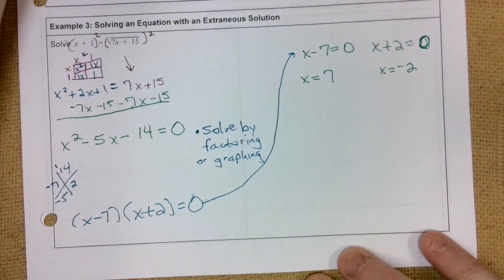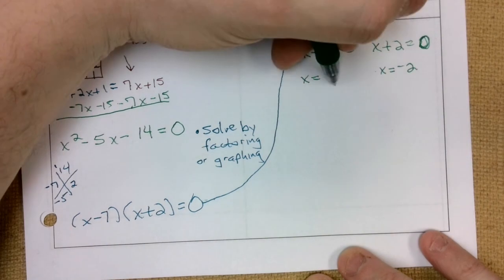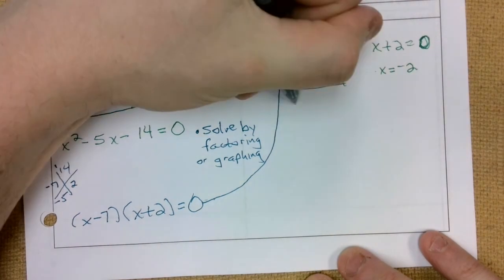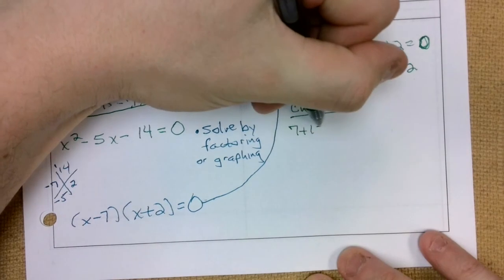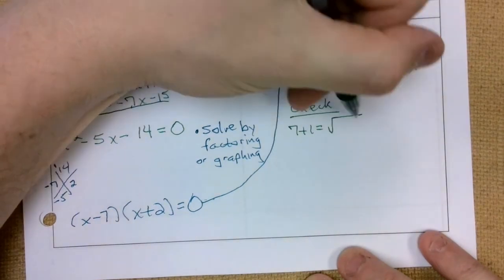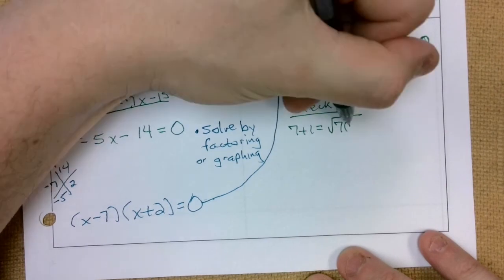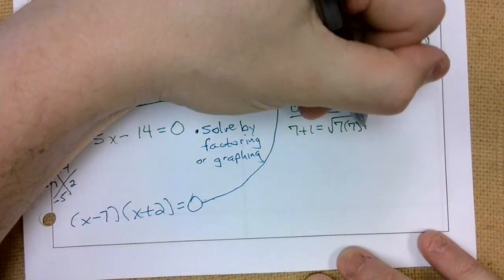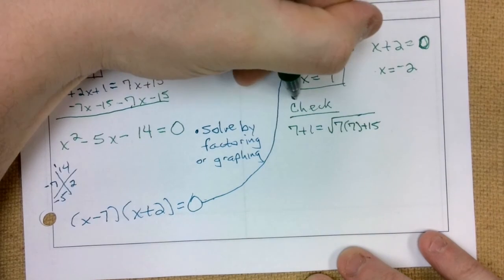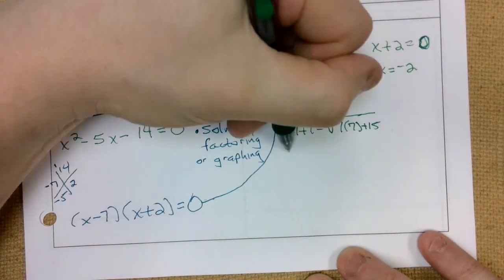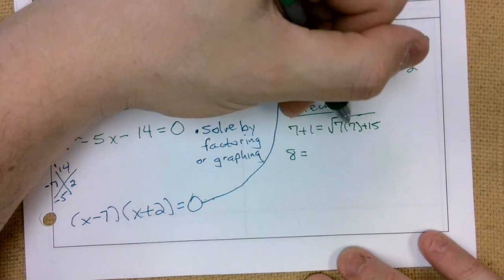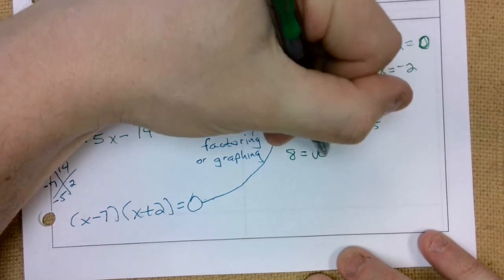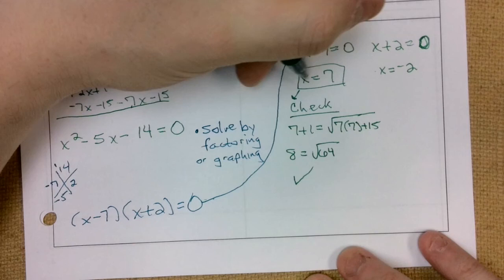Now, we have to check those. So, we got to take this x equals 7 and check it. Which means I got to plug it back into this original equation. 7 plus 1 equals the square root of 7 times 7 plus 15. So we're checking this one. And we get 8. Here we get 7 times 7, which is 49, plus 15, which is 64. And you can see that that one works. So that means that this is a good answer.